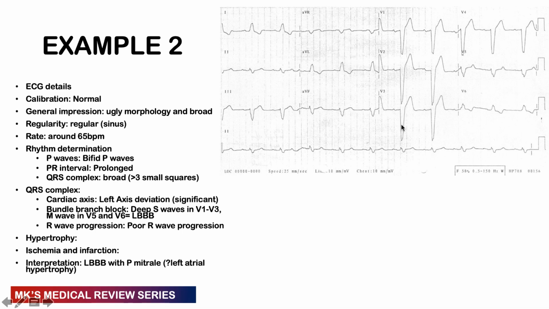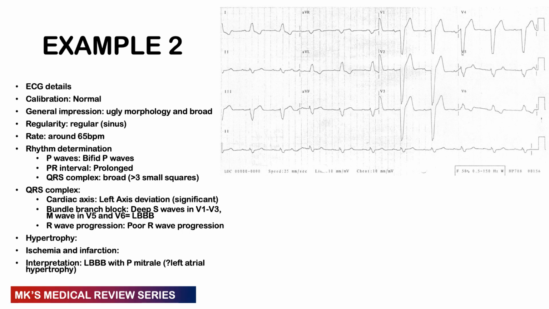Even in V3, we have these deep S waves, and to some extent also in V4. Then in the lateral leads, V5 and V6, we can see notching of the QRS complex. We can also see some notching of the QRS complex in lead 2.